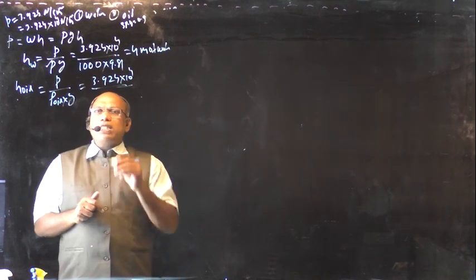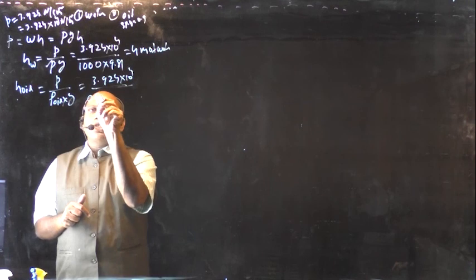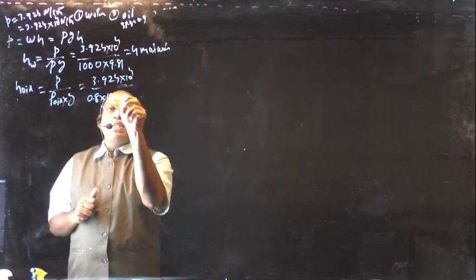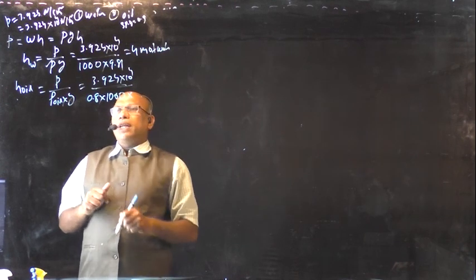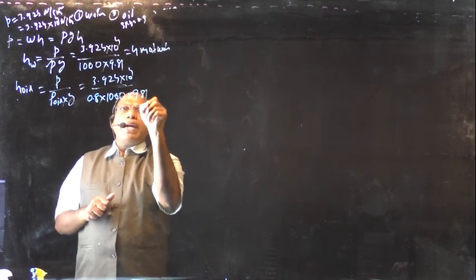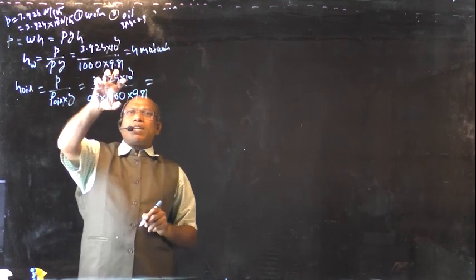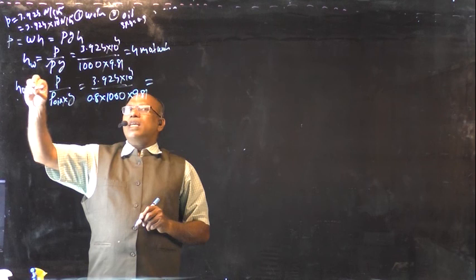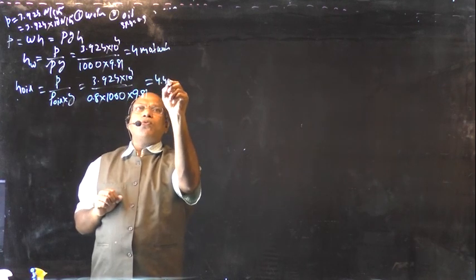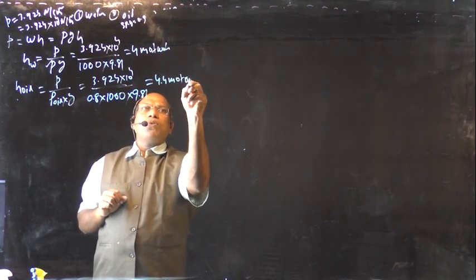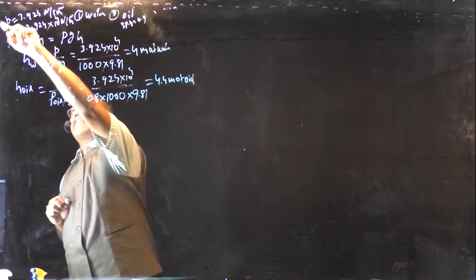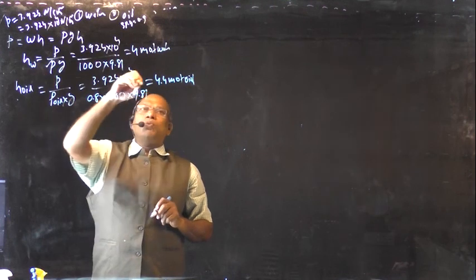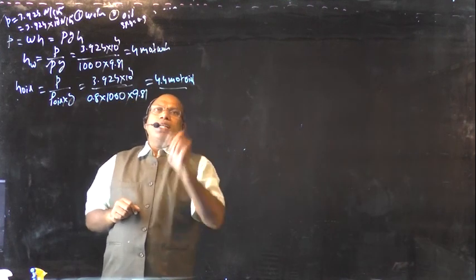Therefore density of oil is equal to specific gravity of oil 0.8 into density of the standard liquid, that is equal to 1000 kg per meter cube into G 9.81. Therefore from this equation the oil column required, the oil column is equal to 4.4 meters of oil because of this pressure. Because of this pressure the oil column is equal to 4.4 meters of oil, right?